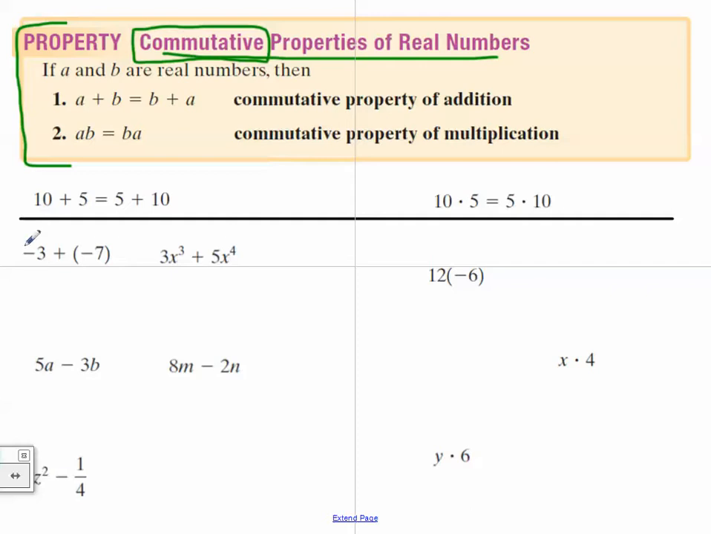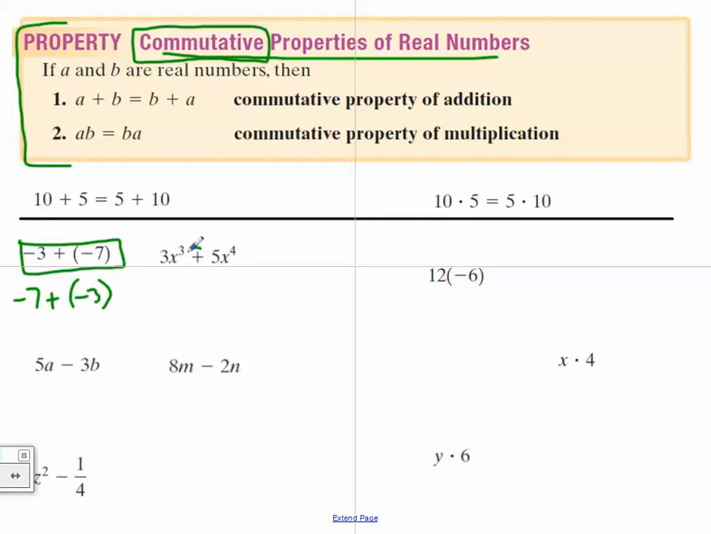If we've got something like -3 plus -7, using the commutative property of addition, we can say that this would be -7 plus -3. Not real difficult, but when we try to simplify things, this will be helpful. If we take a look at 3x cubed plus 5x to the fourth, we can move the 5x to the fourth before the 3x to the third power.